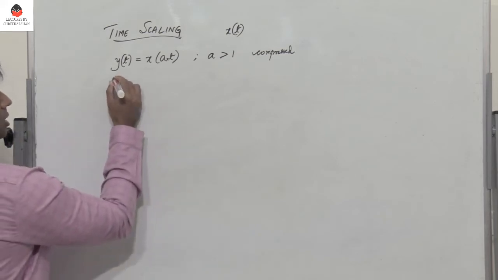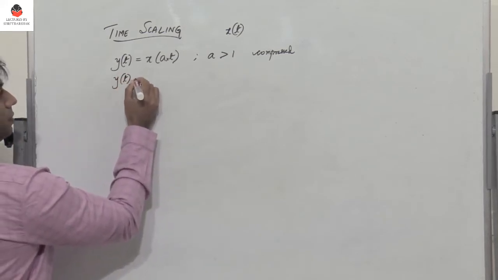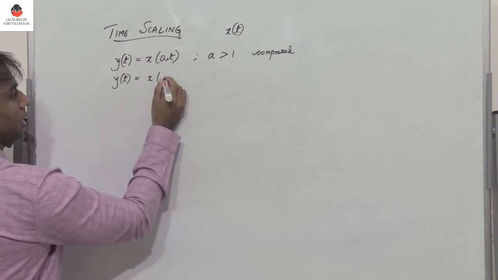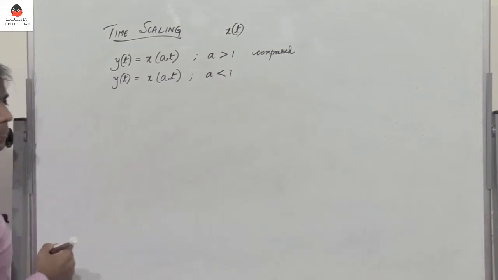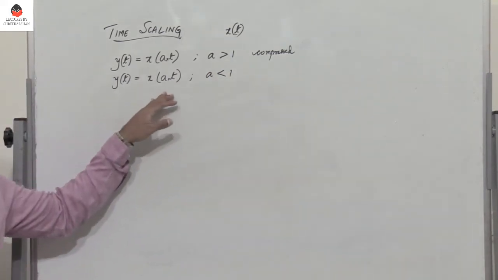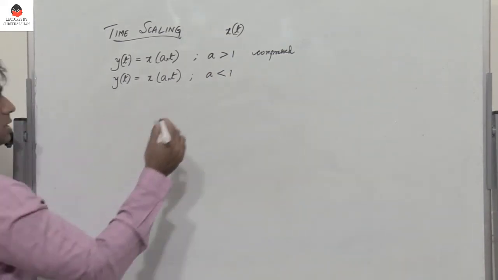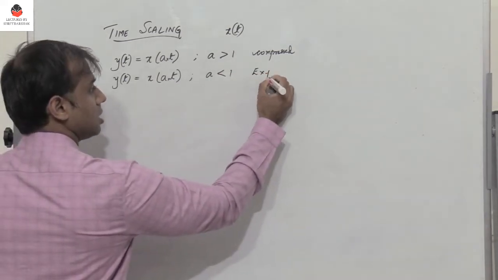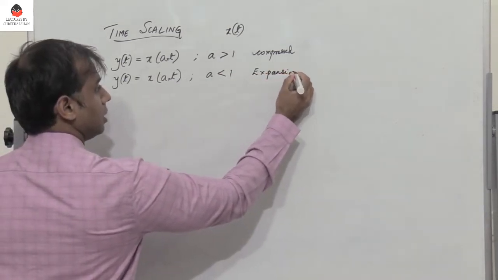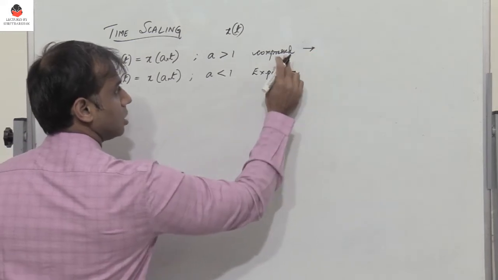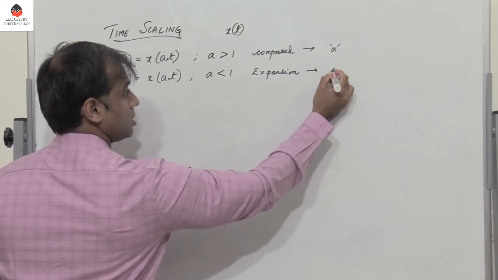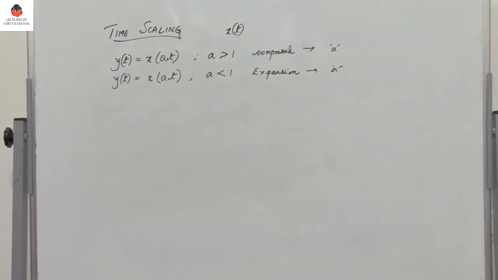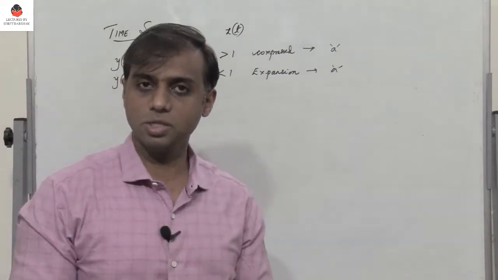Now on the other hand, if y of t is equal to x of a t, where a is less than 1, then what happens? The given signal gets expanded. So there is an expansion by a factor a. So this is compression by a factor a, and this is expansion again by a factor a. Now let's take a few examples and see how there is compression or how there is expansion taking place.